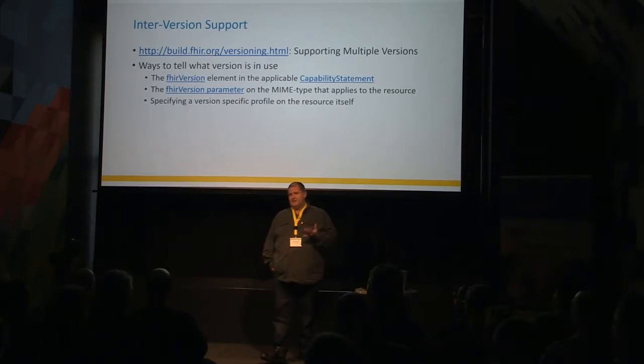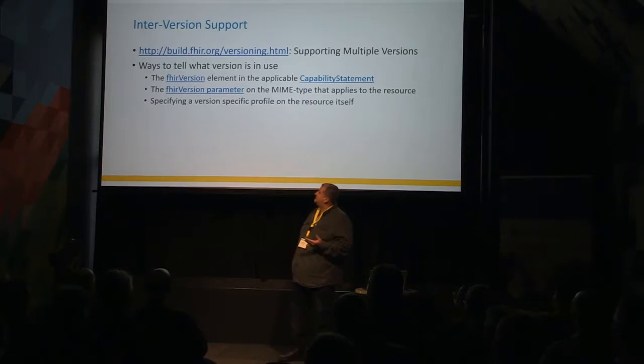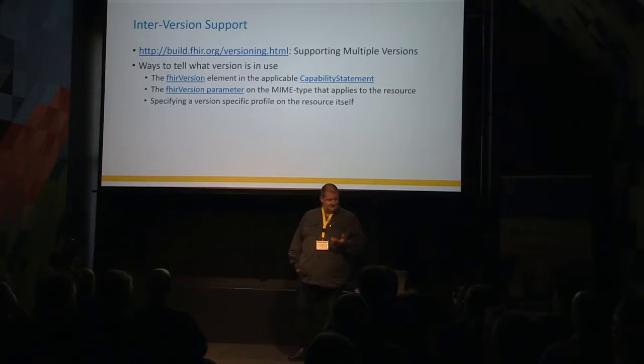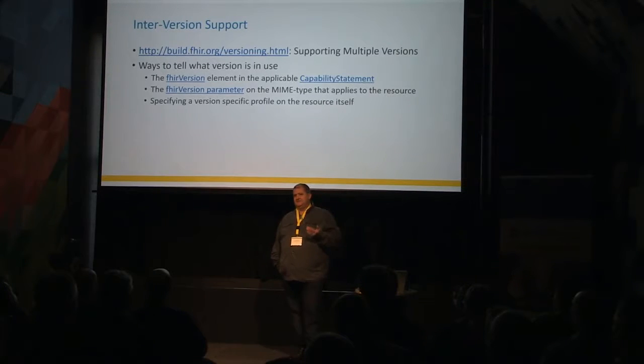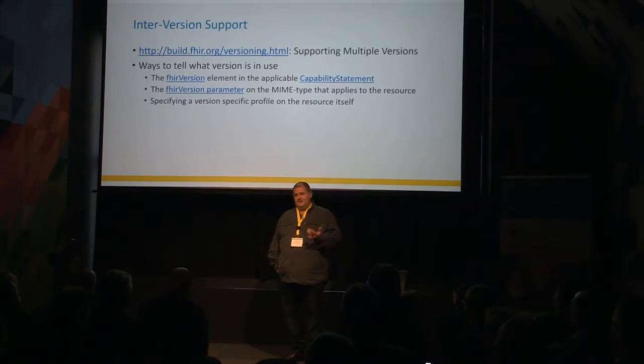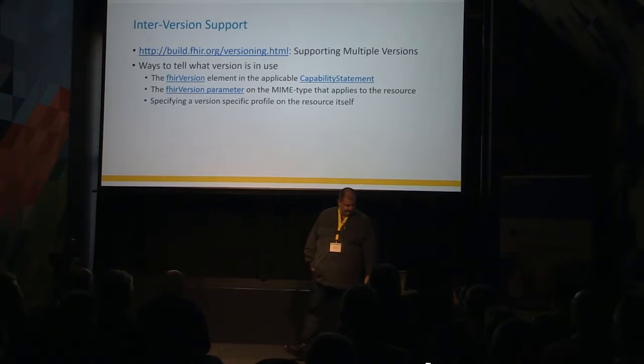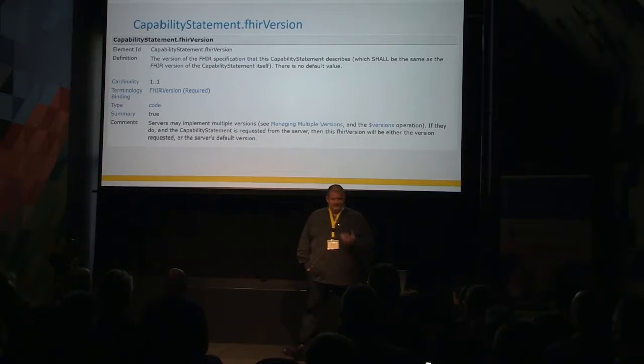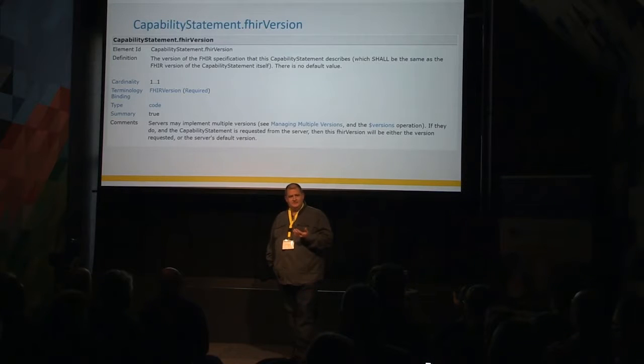So there are 3 different ways that you can deal with having multiple versions in use. The first and simplest is the formalization of what I just said. The FHIR version in the capability statement defines what's in use. If you want to know what version of FHIR a particular resource is, you say, well, what was the capability statement for the server that I got the resource from? What is the version of the server I'm talking to?